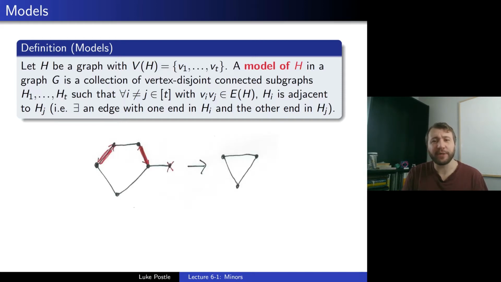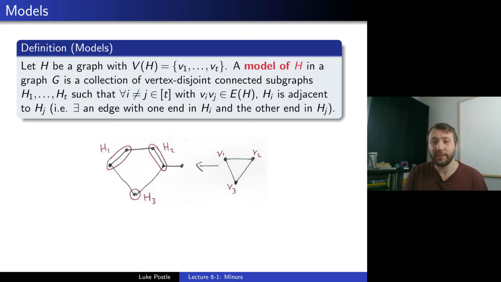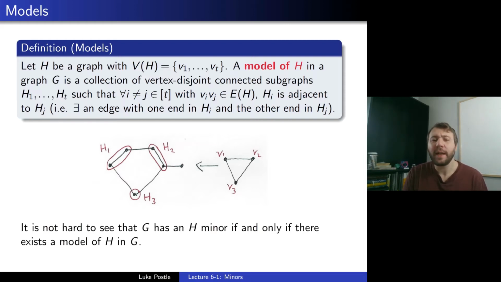So remember the picture from last slide where we created a K3 or C3 minor. So how would you find a model back? Well, you invert the process. You pull back. So here's the pullback of the operations that led us to that minor. Here, if we enumerated the triangle as V1, V2, V3, then we'd have H1 and H2 and H3. And you can see that because when we find the final minor, we find the edges for H, there must be some edge with one end in Hi and the other end in Hj. Thus, it's not hard to see that G has an H minor if and only if there exists a model of H in G. Indeed, it's the pullback or the inverse of these contracting operations.